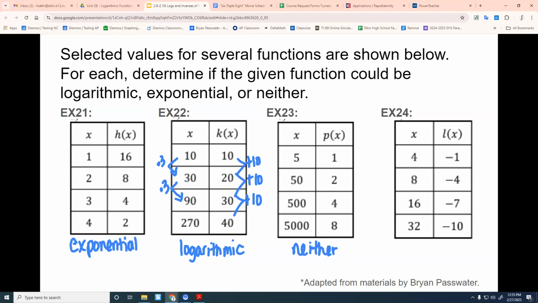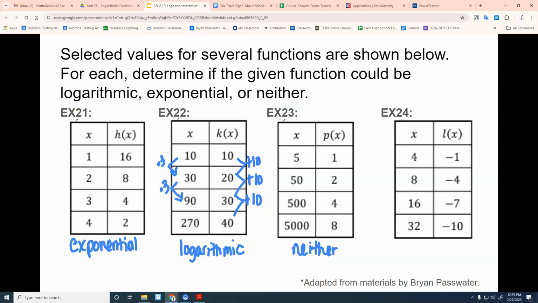Both sides are being multiplied, right? I don't know if there is a special name for that or not. I'm not sure what type of function that is. But all we need to know right now is neither linear, logarithmic, nor exponential. Okay? And then the last one.